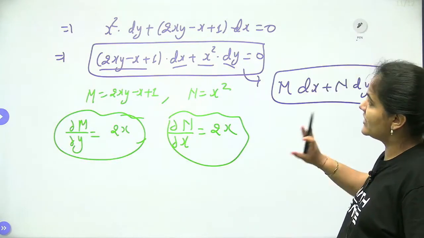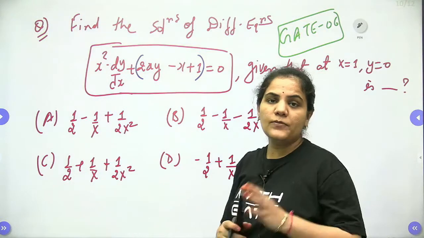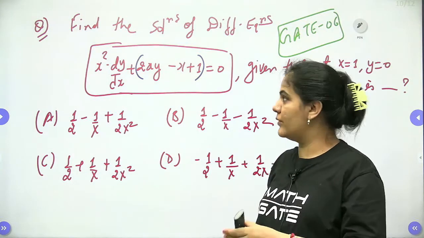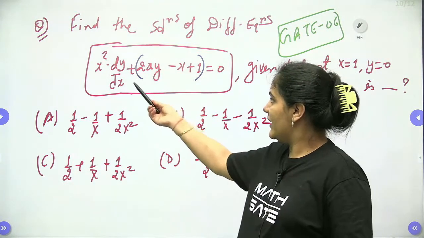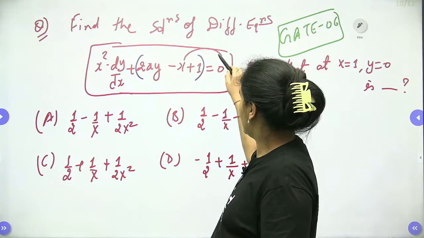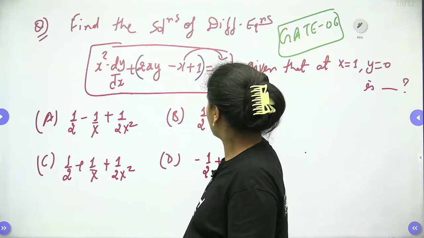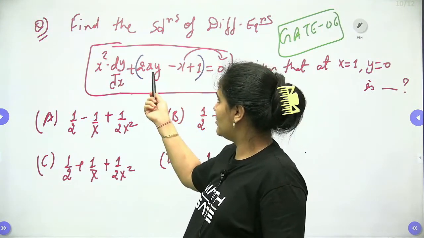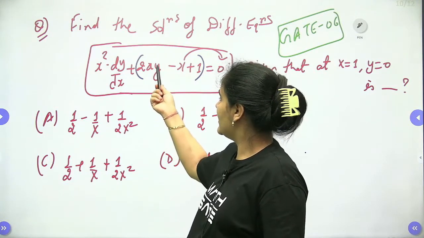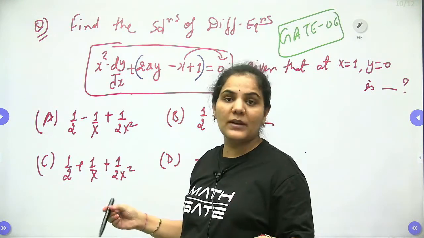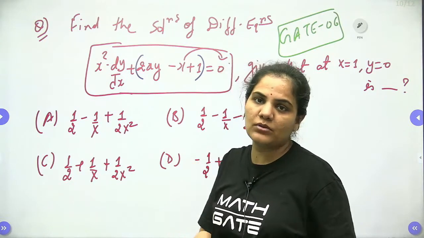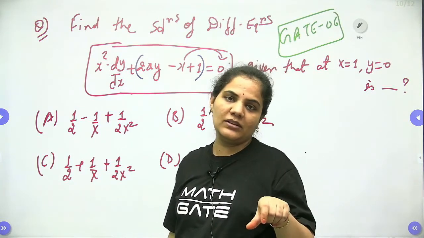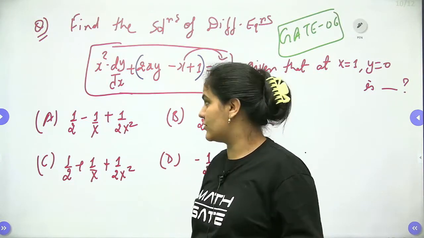You can go for the same question as a linear equation also. If you want, you can convert this equation into linear form. Take these terms to the right side, and when you divide by x square, you will get 2y by x. That will be your P only. I will tell you that approach, but I will not completely solve the question. I will give you the approach and a hint also.